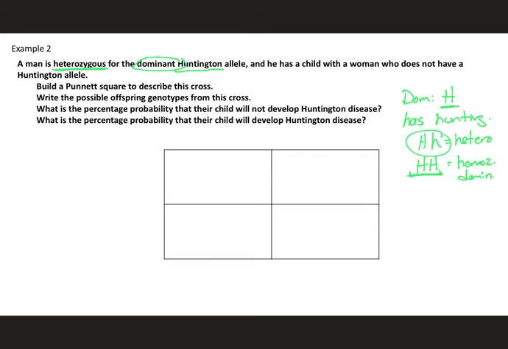So let's see if we can break this down. We were told that the gentleman, dad, is a carrier, which means if we do dad, and we always are going to put dad down the side, he has a capital H and a lowercase h. He is a carrier. He's heterozygous.